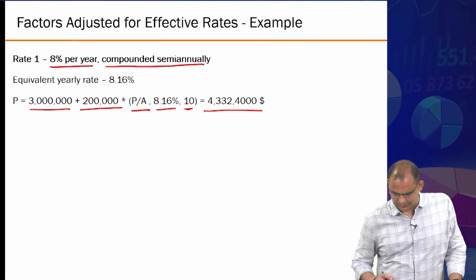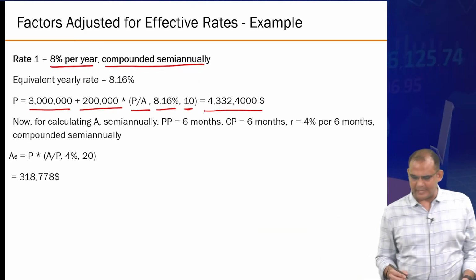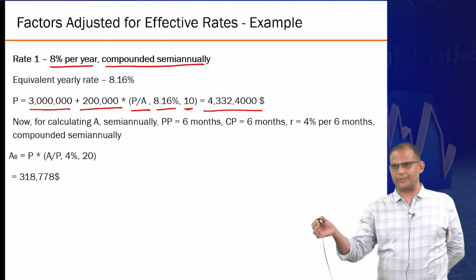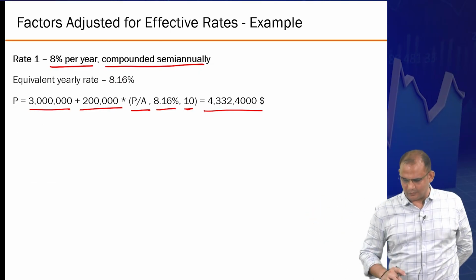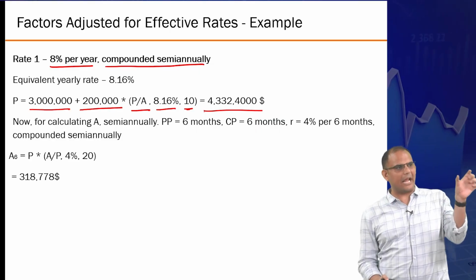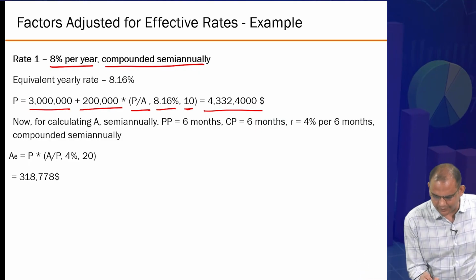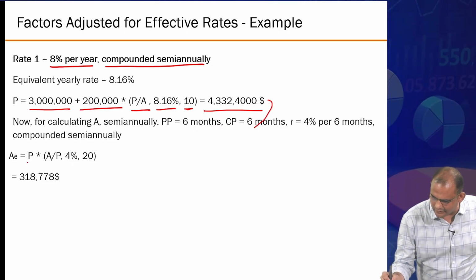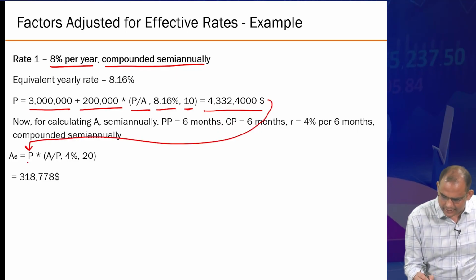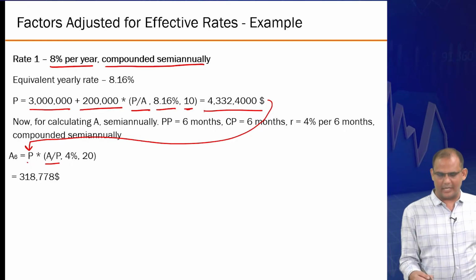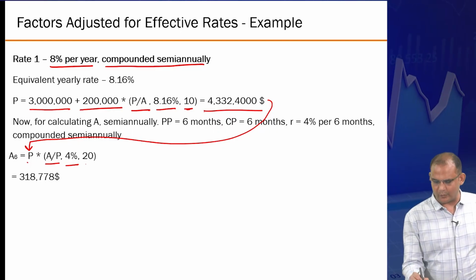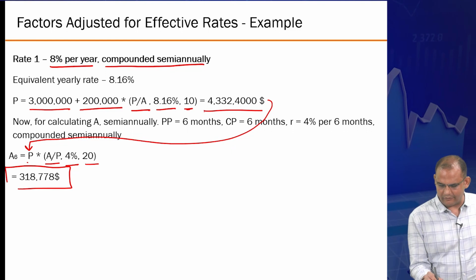4%. So you use this method to redistribute the cash flows. How many periods total now? How many semi-annual periods in 10 years? 20. So you use this formula, the P value that you calculated in this part, you redistribute that using the A by P formula, 4% rate for 20 periods. This is the value of A.